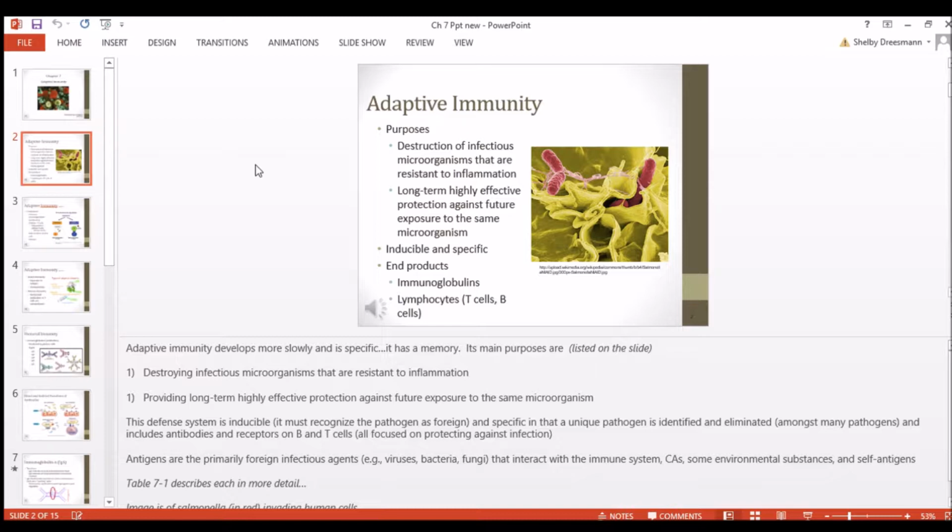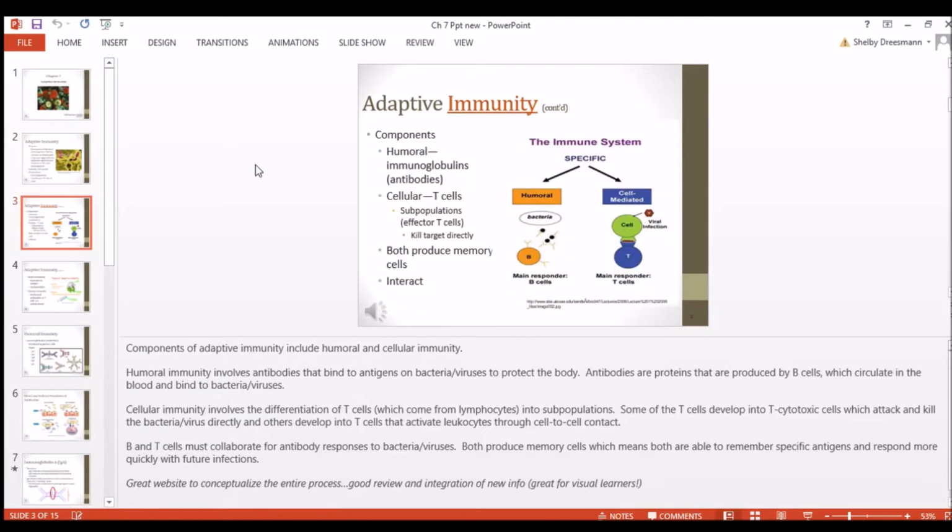Why am I skipping steps right now? Okay, so adaptive immunity is more slow, long term. It includes antibodies and B and T cells. Antigens are foreign infectious agents that interact with the immune system, cancers, environmental substances, and self-antigens.